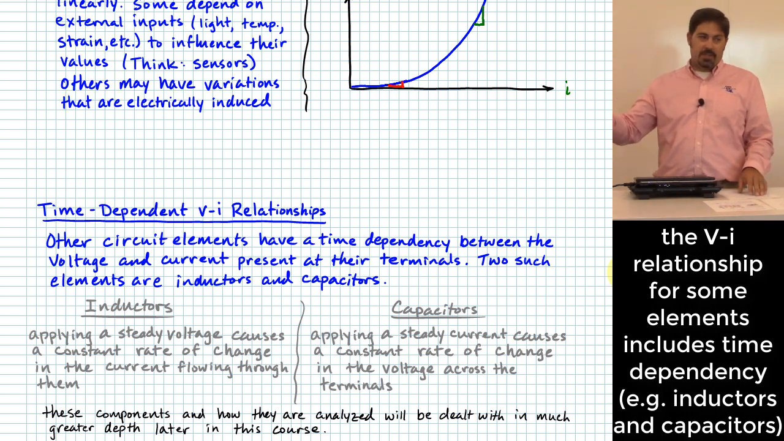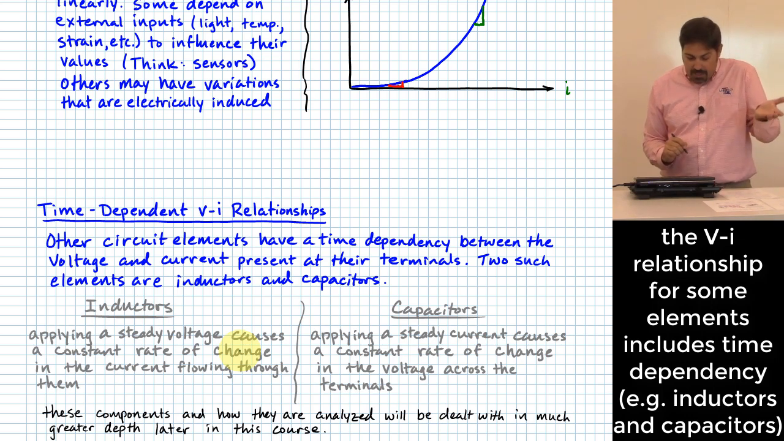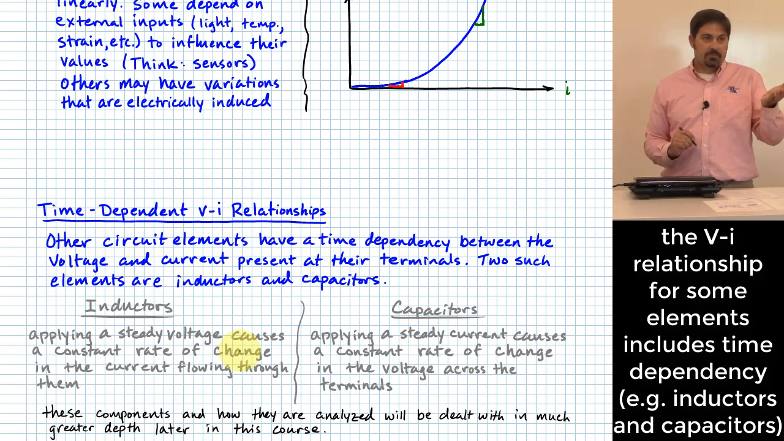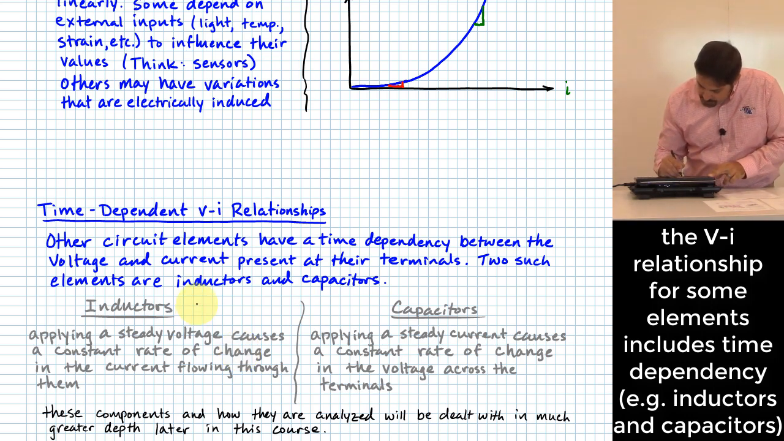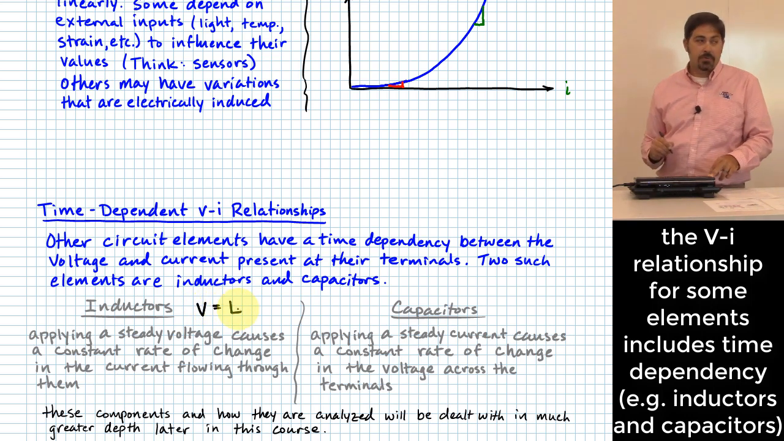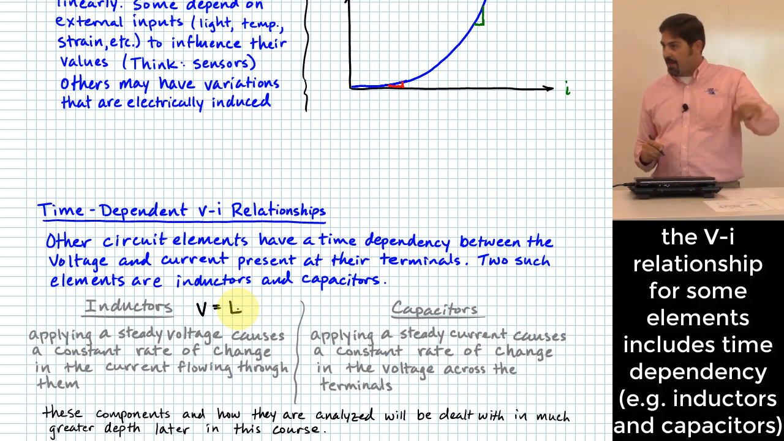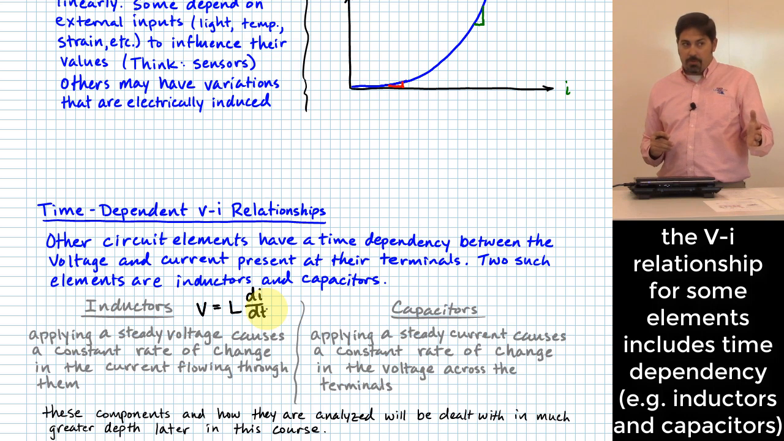We're going to get much deeper into that once we get into inductors and capacitors later in the course. But here it says, applying a steady voltage causes a constant rate of change in the current flowing through an inductor. If I was going to write that in math, the voltage across the inductor is going to be equal to the inductance, which we're going to denote with L. We'll get to more of that again later in the course. But then we would do di dt, right? So how much voltage we put across it doesn't control how much current, it controls the rate of change of current. Does that make sense?